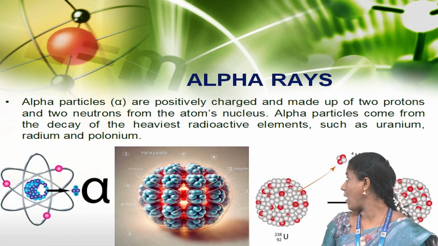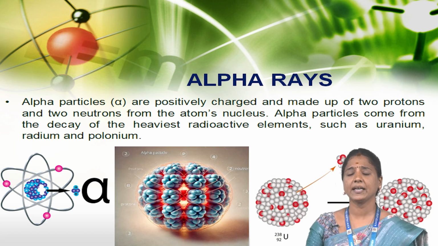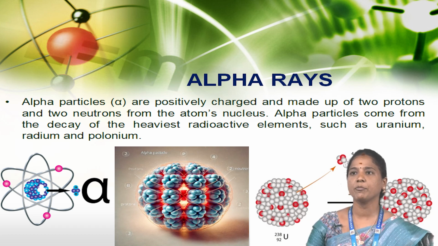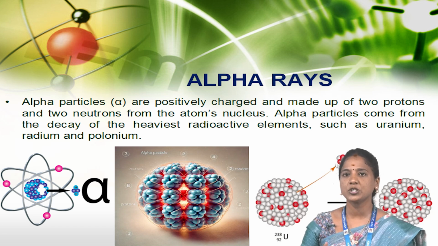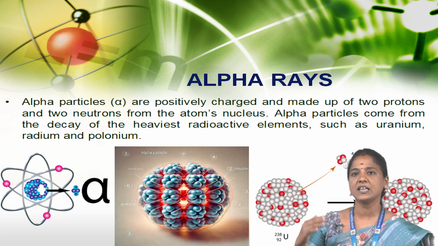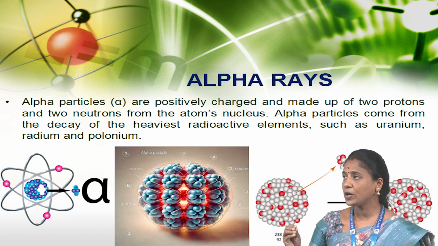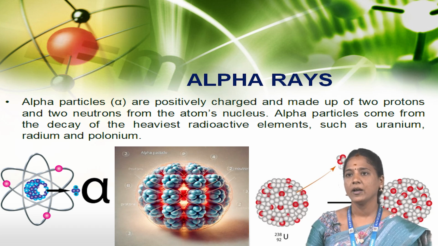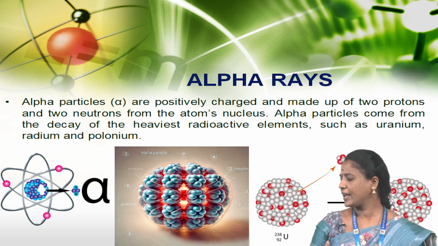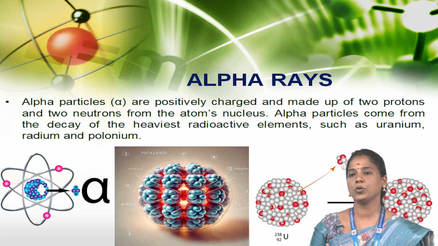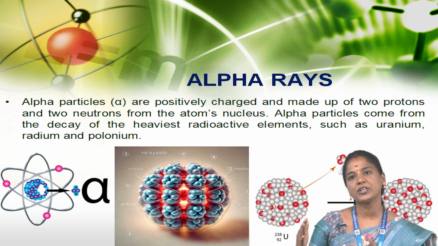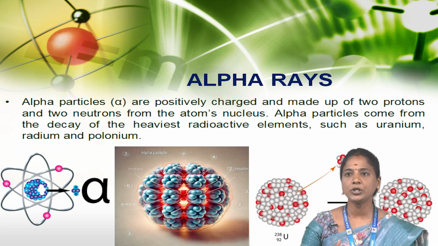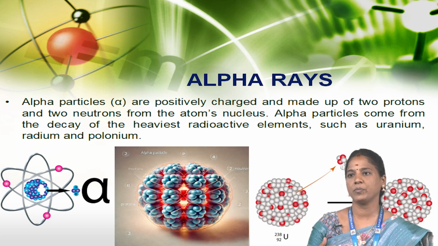First one, alpha rays. Alpha particles are positively charged and made up of 2 protons and 2 neutrons from the atom's nucleus. Alpha particles come from the decay of the heaviest radioactive elements such as uranium, radium and polonium. Even though alpha particles are very energetic, they are also so heavy that they use up their energy over a short distance and are unable to travel very far from the atom.